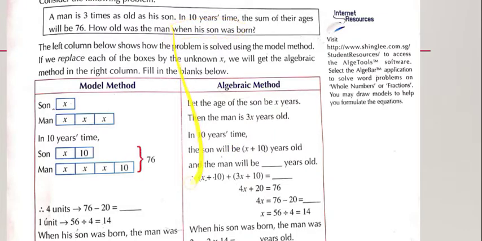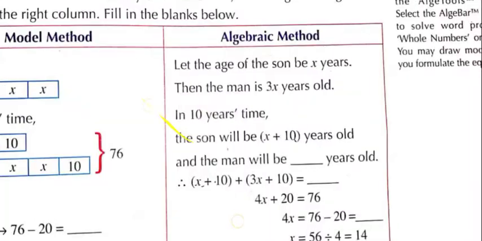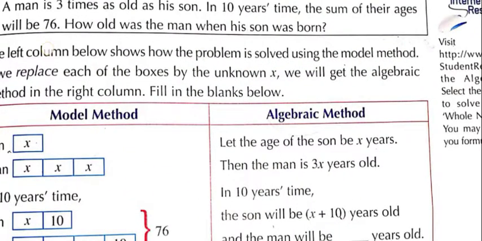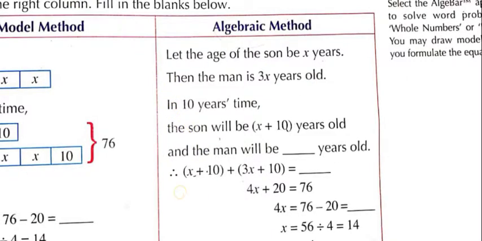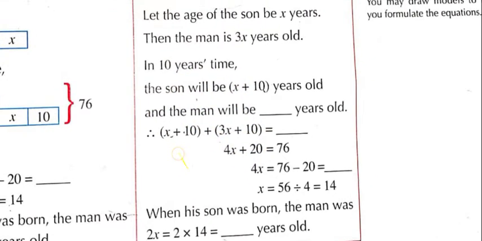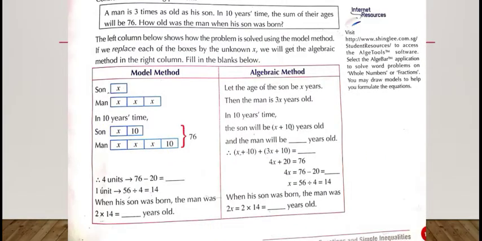In 10 years' time, so after 10 years, we add 10 to both. The sum will be 76. So that means the equation is x plus 10 plus 3x plus 10 equals 76. And after that, x plus 3x becomes 4x, 10 plus 10 becomes 20. So 4x plus 20 equals 76, which later becomes 4x equals 56, and then x, divided by 4, becomes 14.